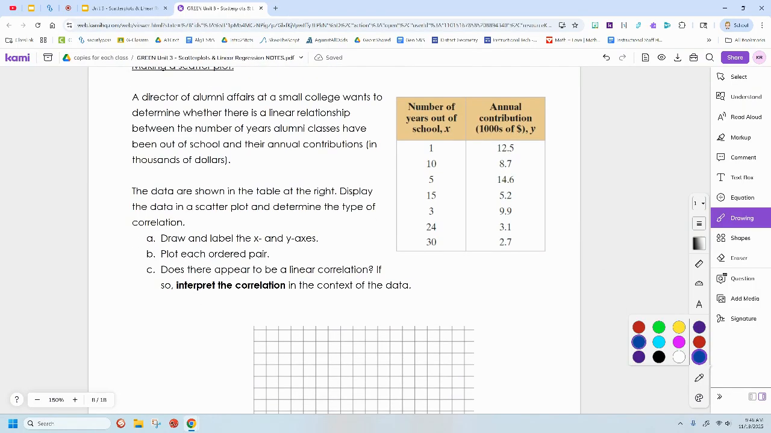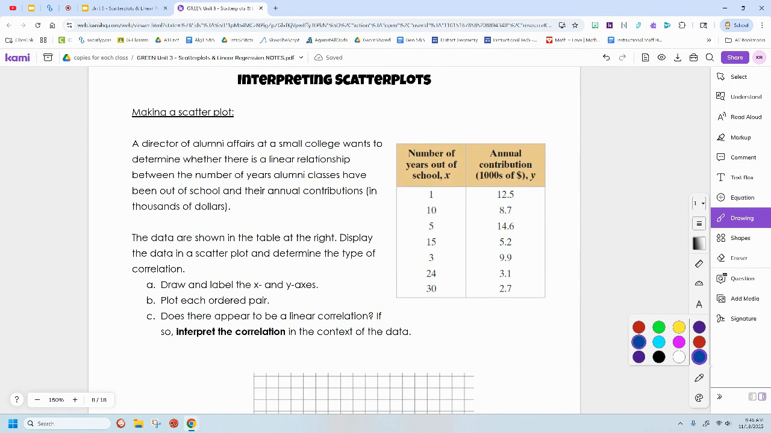Okay, so here we go. The data shown in the table on the right. Display the scatter plot and determine the type of correlation. All right, so let's make sure we understand the data.